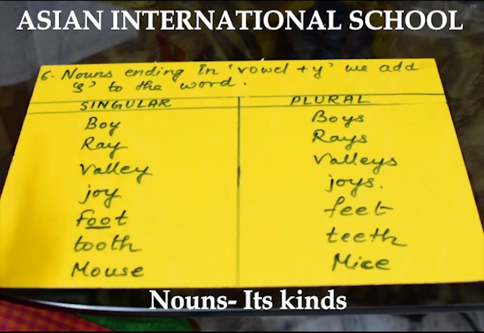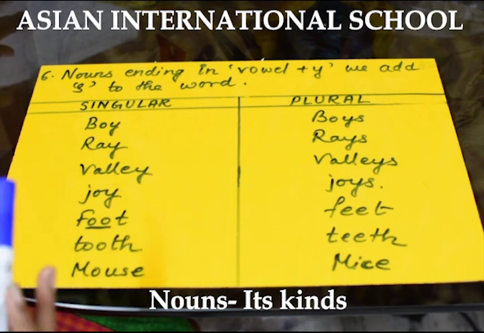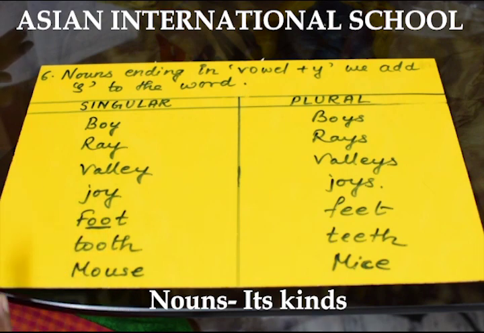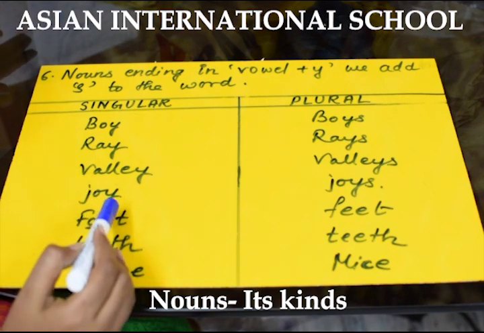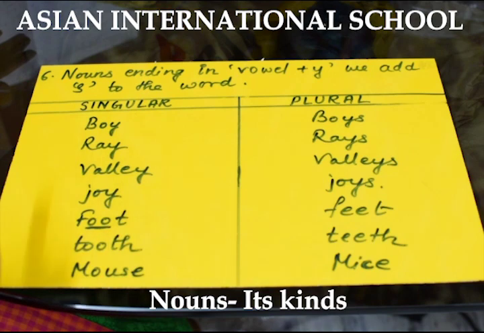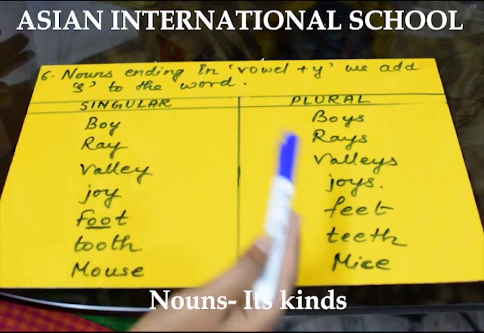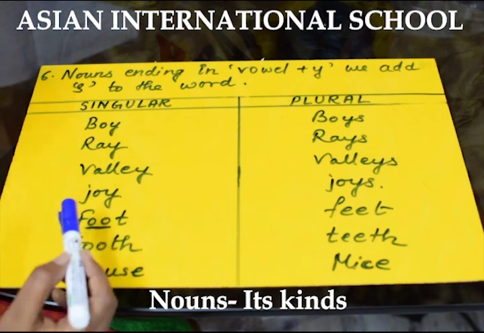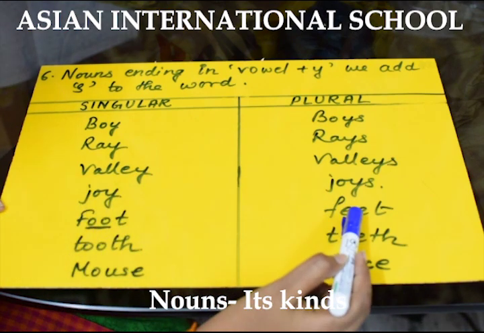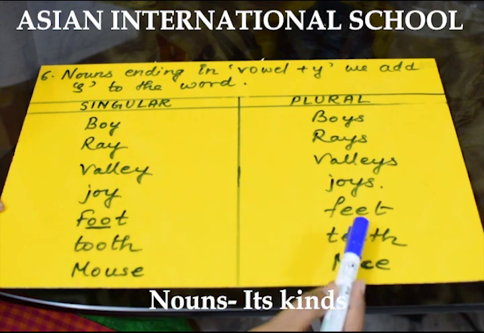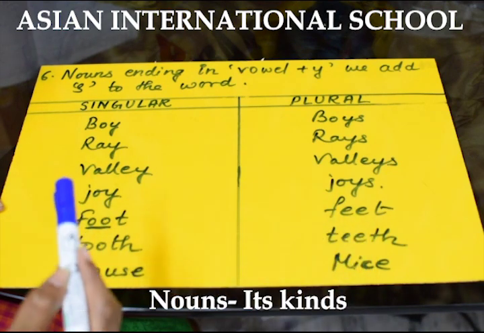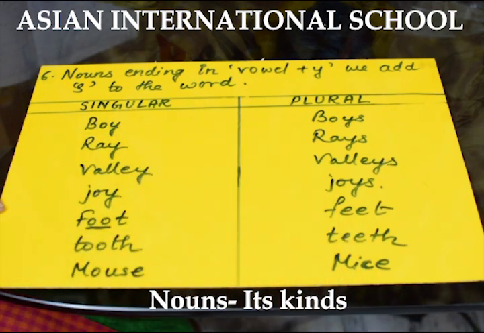Now, a few nouns form their plural by changing the inside vowel or vowels of the singular. That means there are a few words where we change the vowels inside when we change the word from singular to its plural form. For example, foot becomes feet, tooth becomes teeth, mouse becomes mice.